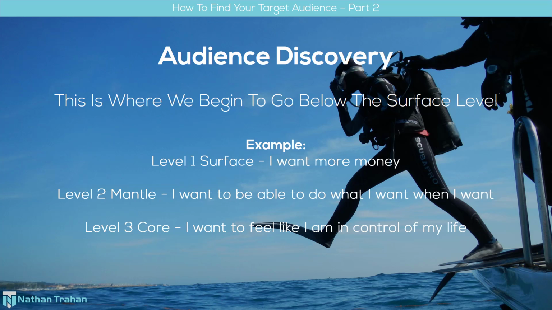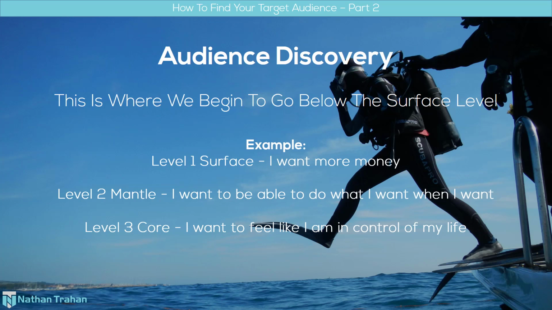And if we take it another level down and go to the core, it's because they want to feel like they're in control of their life. Now, maybe there's something else there, but this is just a good example so you see that we're going down to the core benefits of what they really want, which is more likely than not a feeling. They want to experience a feeling, and that happens as a result of what we're trying to help them accomplish.